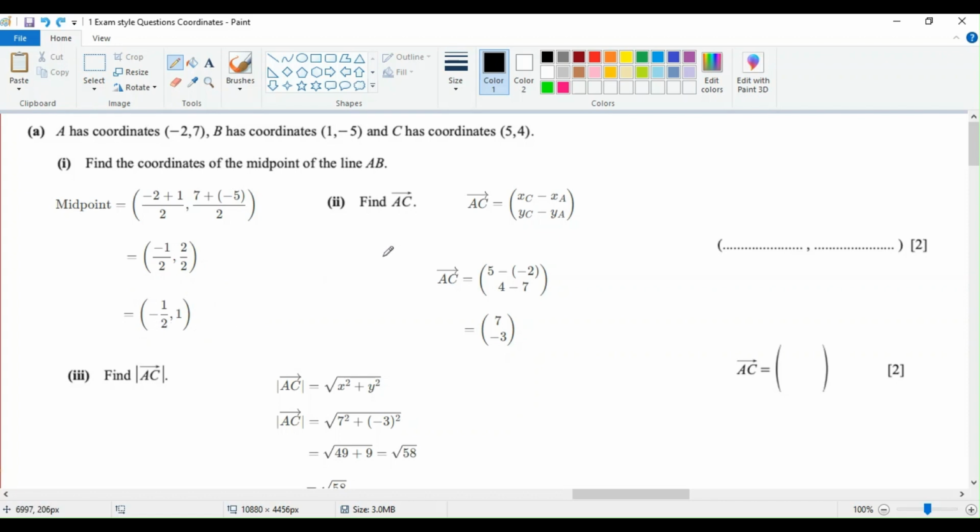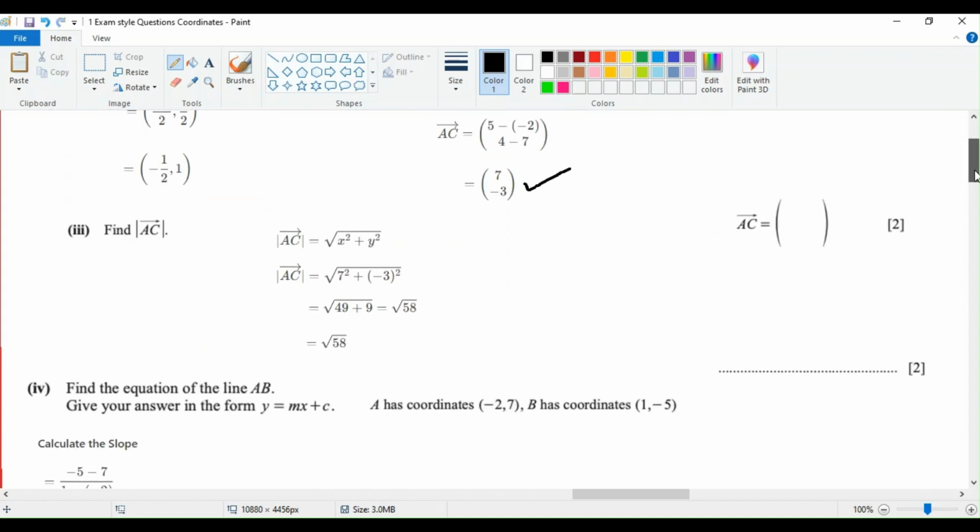Now here they are asking you to find AC, and the formula is already given here. So 5 minus -2 and 4 minus 7. That means for AC, this is A and this is C we are talking about, so these two points we are considering. What I'm doing here is the formula for x minus x and y minus y. So it's 5 minus -2 and 4 minus 7. This is how we get 7 and -3 as the answer for this part of the question.